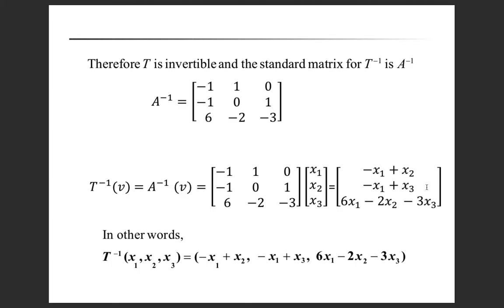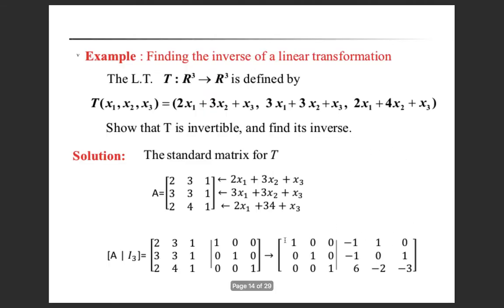So we have obtained this column matrix. Therefore we can write T inverse of x1, x2, x3 is equal to minus x1 plus x2, minus x1 plus x3, 6x1 minus 2x2 minus 3x3. So we have shown that T is invertible and we have calculated its inverse also.